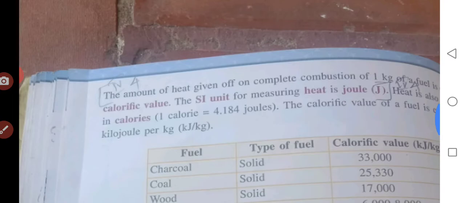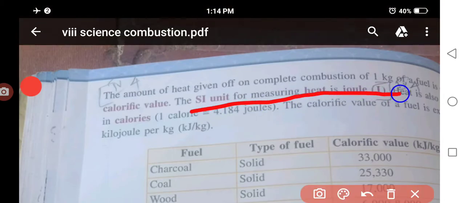So the amount of heat given off by complete combustion. So complete combustion, இப்போ 1 கிலோகிராம் ஒரு ஃபியூவலை நம்ம எரிக்கும் அப்படின்னா, it is the caloric value. The SI unit of heat is joule. So heat is also measured in calories. 1 calorie equals 4.184 joules. So the caloric value of a fuel is expressed in kilojoules per kilogram.